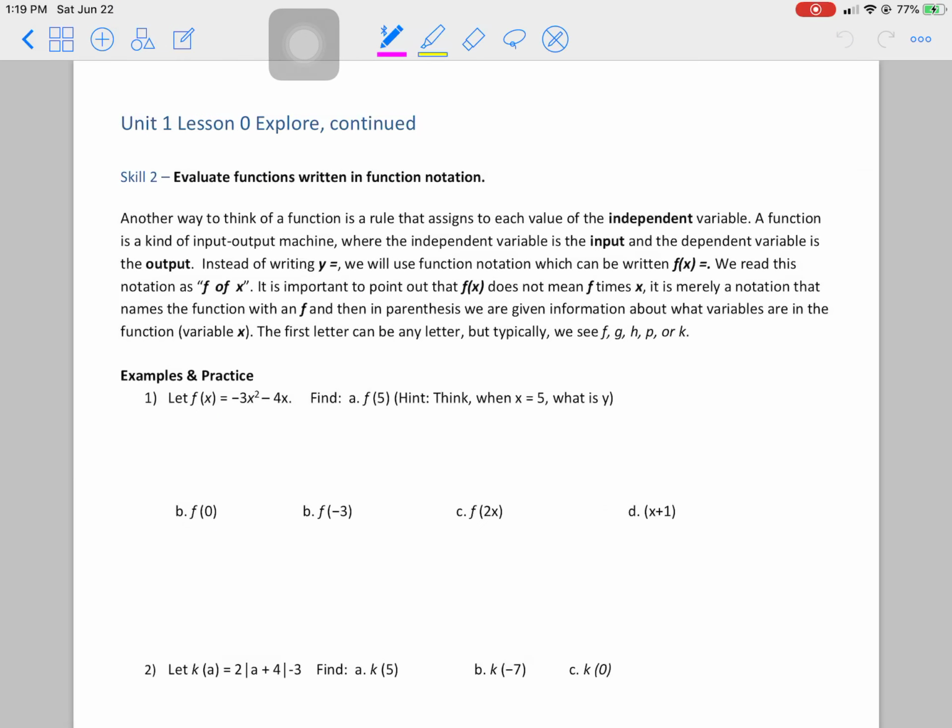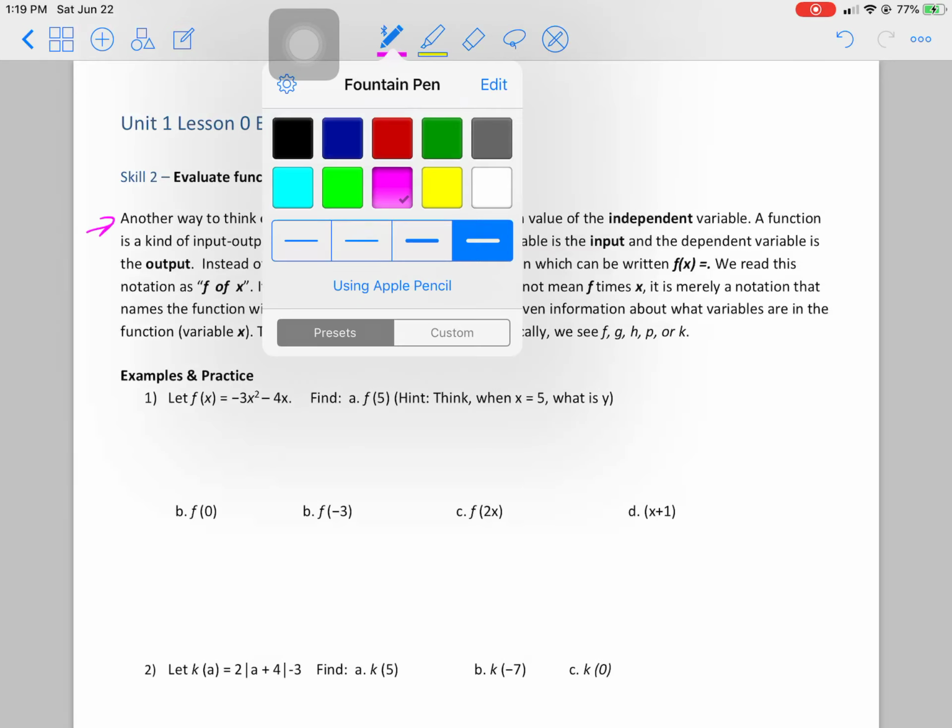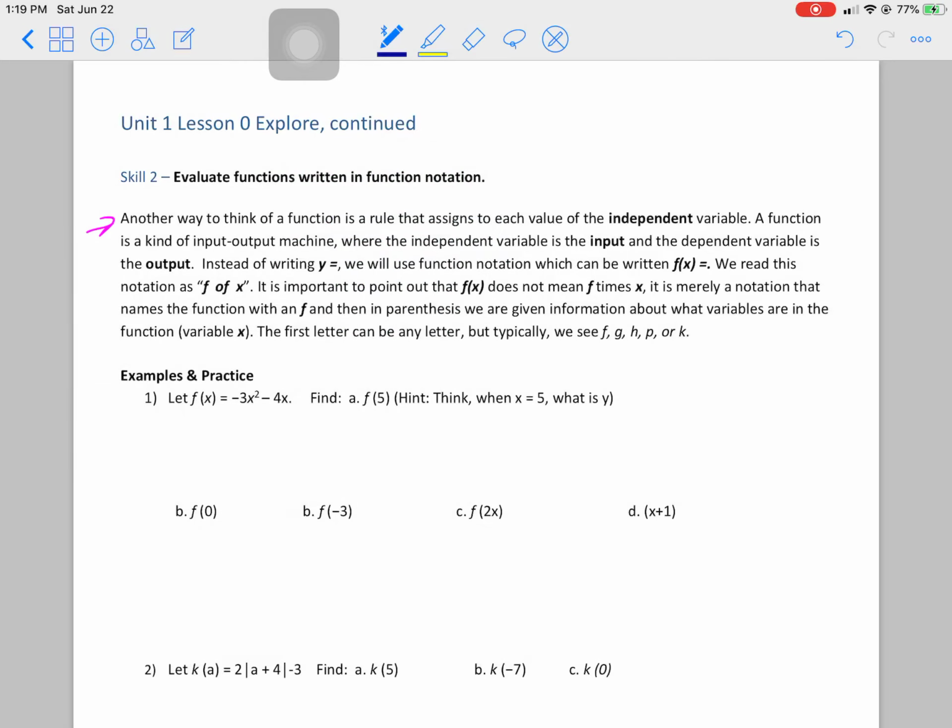All right, thank you. All right, last page, page 4. Lesson 0, evaluate functions written in function notation. Okay, we're back to that function notation. Another way to think of a function is a rule that assigns to each value of the independent variable.